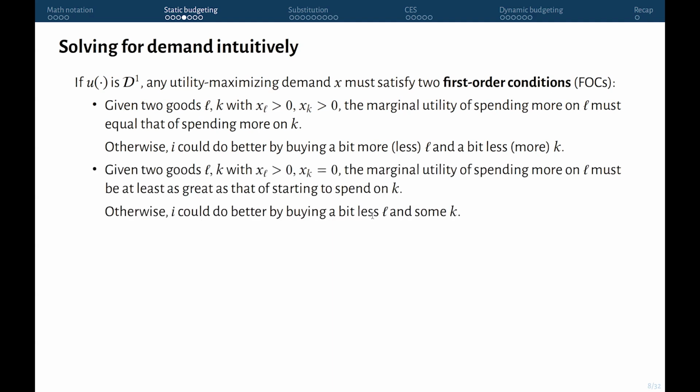The second first order condition is that if there are two goods where you're buying a positive amount of the first one, good L, and none of good K, the marginal utility of spending yet more on good L has to be at least as great as that of spending that first $1 on good K, right? Because otherwise you could just do better by cutting back on L by $1 and buying that first $1 of K.